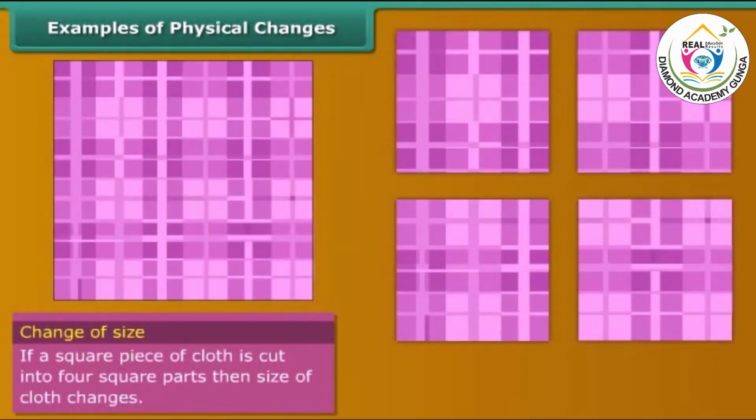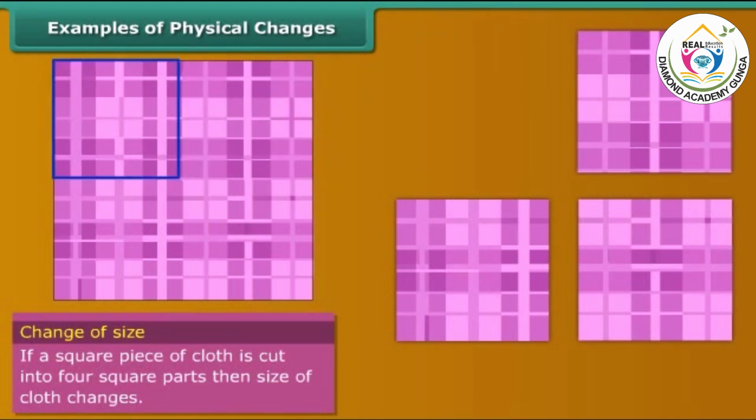Children, cut a piece of cloth into 4 square pieces. Now compare the size of one piece of cloth with the original piece of cloth. But the properties of the cloth remain the same. So this is a physical change.